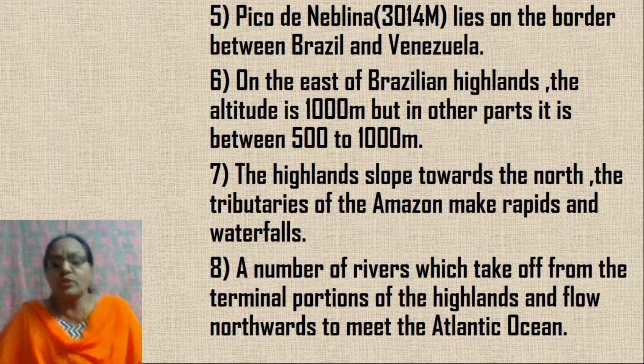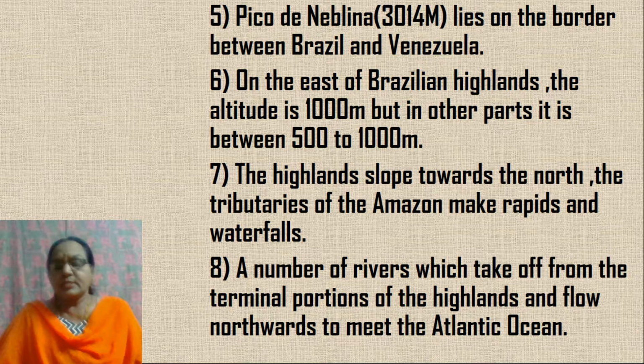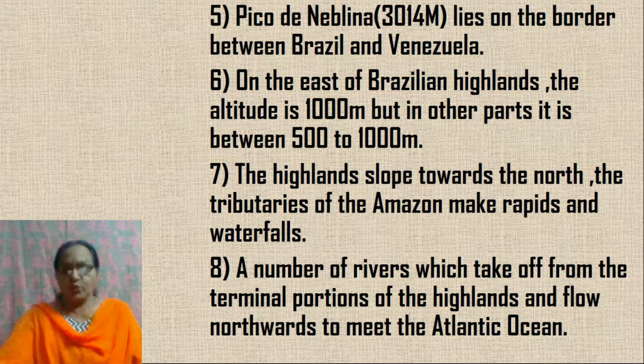Apart from this, there are many rivers which have their origin in the Brazilian highlands, and they flow into the North Atlantic Ocean. So all of you know how waterfalls are formed. When a river falls down from a great height, say from a mountain or even a highland, a waterfall is formed. Apart from this, there are also many rivers which originate from the terminal portion of the highland, and they flow northwards into the Atlantic Ocean.